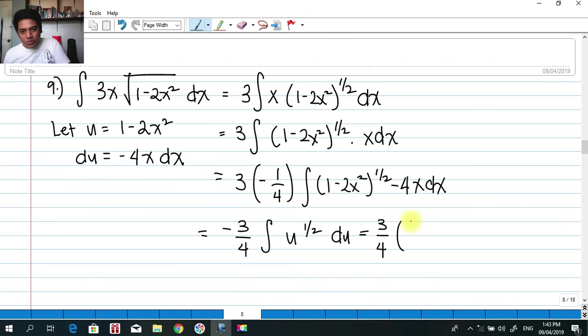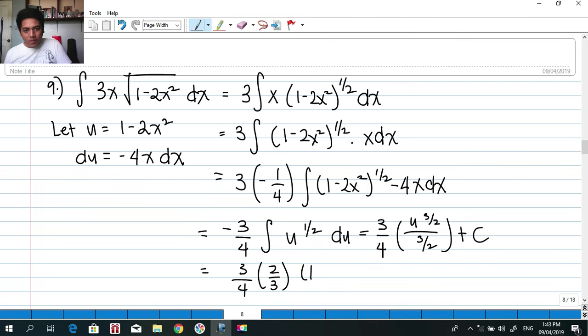So that should be u raised to 3 halves over 3 halves plus c, or simplifying, we have negative 3/4 over 3 halves, that is 1 minus 2x squared raised to 3 halves plus c. Simplifying, here we can see the 3's will cancel. 2 over 4 is simply 1 half times 1 minus 2x squared raised to 3 halves plus c.